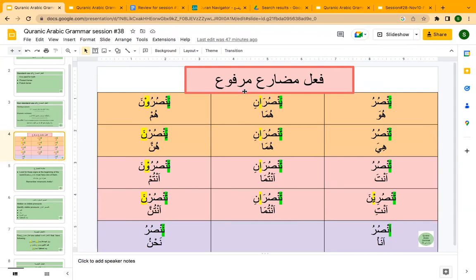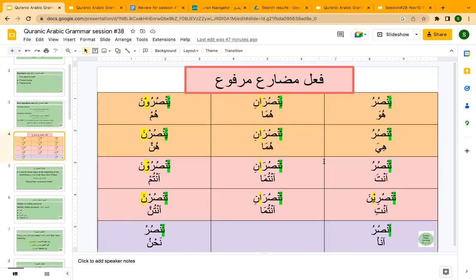And everyone, please focus, because this concept requires a lot of attention. So we are talking about yansuruna, tansuruna. If I asked you, what's the status? You are going to tell me it is a raf status. It is marfu. So in case of huwa, hiya, anta, ana, nahnu, dhamma is the sign of mudare marfu.